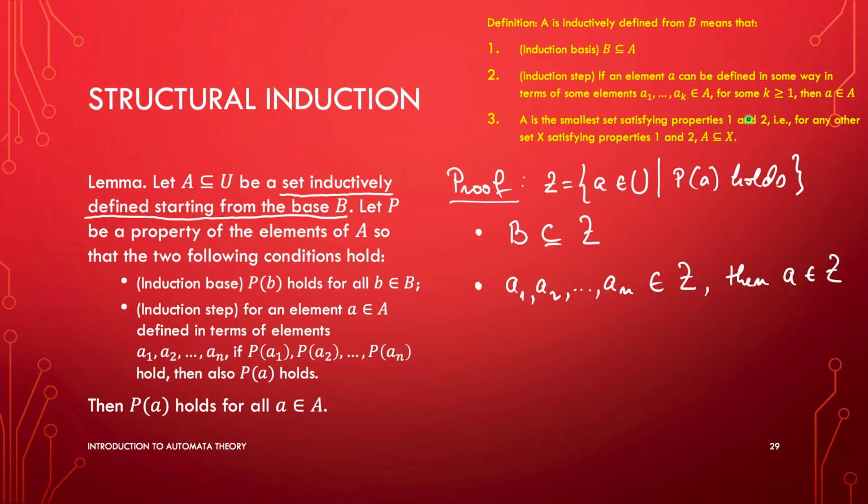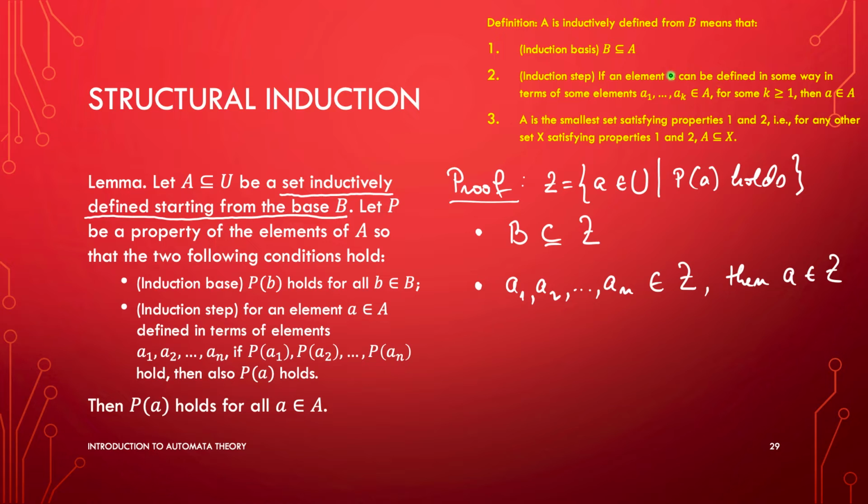And the crucial point here is that, you see, I just reformulated these two conditions of the lemma, and it turns out that we have right away that set Z satisfies these two properties 1 and 2. On one hand, we have that B is included in Z, which is exactly condition 1 from here. And on the other hand, we have that if you have some elements in Z, then also this element that's defined as a composition of A1, ..., An is in Z.